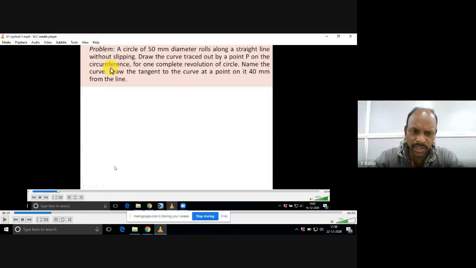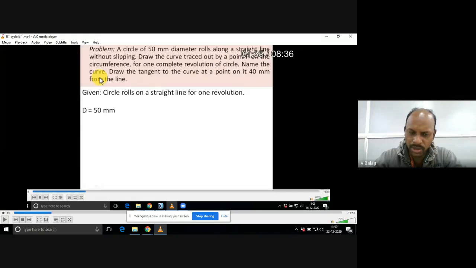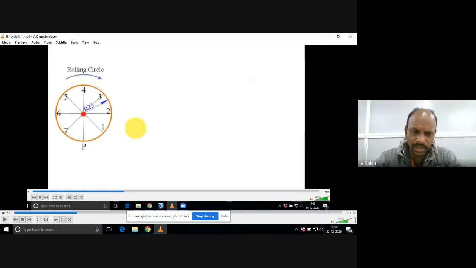Immediately note down the data: a circle rolls on the straight line for one complete revolution. The problem doesn't mention a cycloid anywhere, so you need to understand that the curve is a cycloid. Take the diameter as 50 mm and draw one circle. If you are ready with the mini drafter instruments, you can draw along with me. Take radius 25 with the compass; don't take 50 mm with the compass. The problem gives a 50 mm diameter, so you take radius 25.